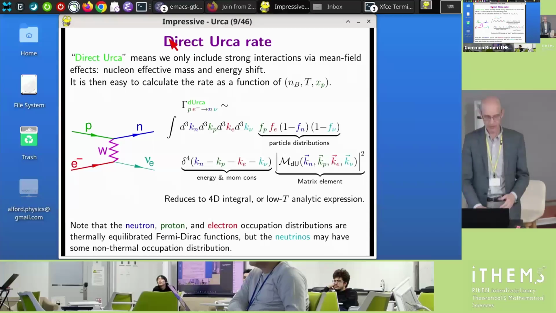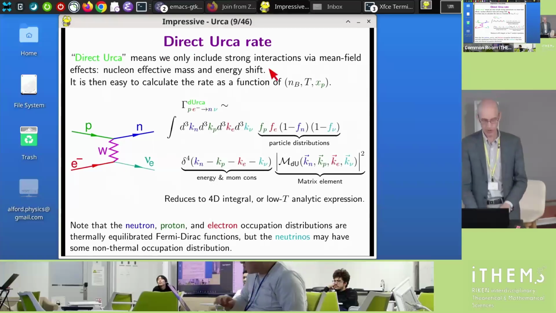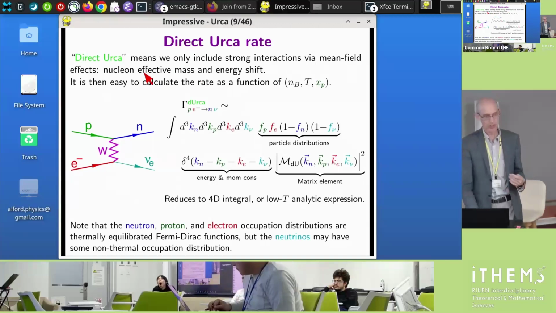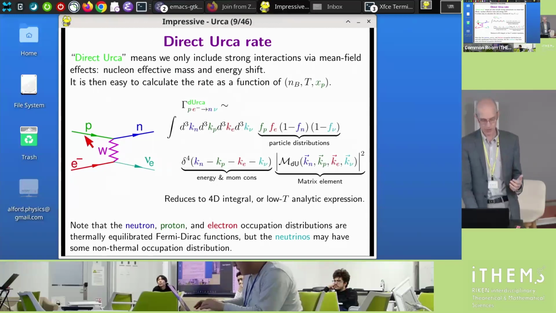And the direct Urca calculation is where you only include the strong interactions via the effects on the nucleon dispersion relation. The nucleon has some in-medium mass and some in-medium energy shift. You take those into account, which affect the dispersion relations of these ingoing and outgoing legs of the diagram. But other than that, you don't pay any attention to strong interactions. And then the rate calculation looks like this.